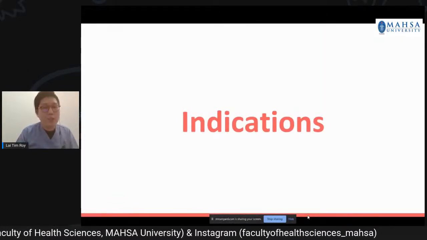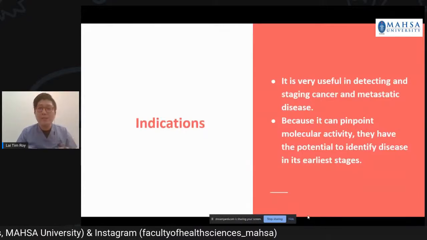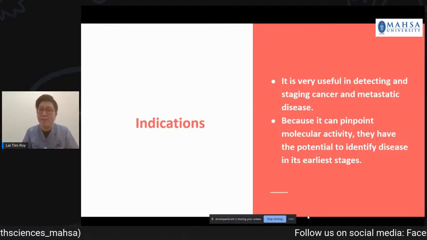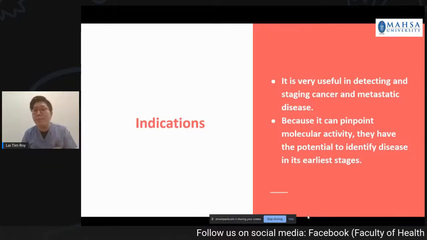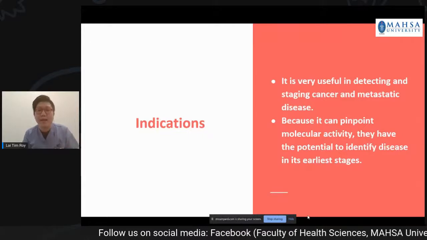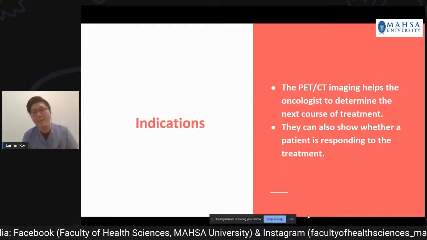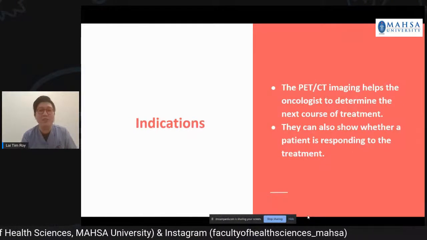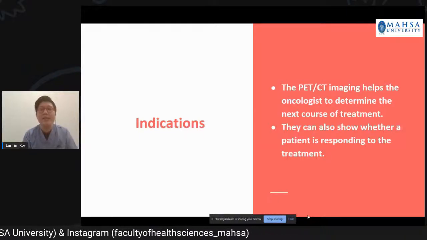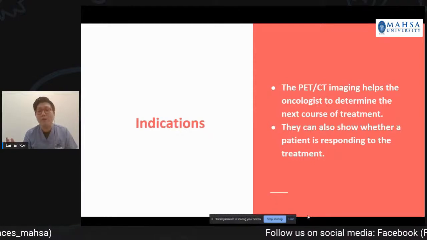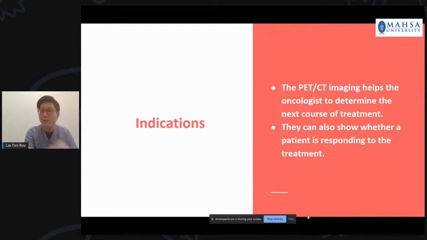All right, the indications to do a PET CT. PET CT scan is very useful in detecting and staging cancer and metastatic disease as well, because it can pinpoint molecular activities that have the potential to identify disease in its earlier stages. And the PET CT images help the oncologist determine the next course of treatment. They can also show whether a patient is responding to the treatment. Some patients, after their chemotherapy or radiotherapy, the doctor will refer them to do a PET CT scan.